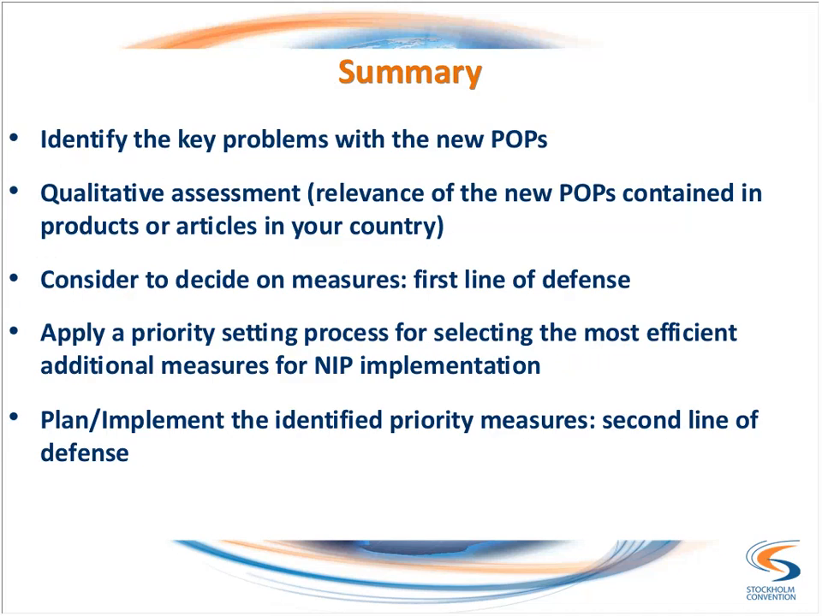Summary: the method, the process. Identify the big problems you have. The examples we gave here are general indications. You might have completely different things. A qualitative assessment for the relevance of those new POPs that might be contained in products and articles in your country. And remember here, what are you producing? Are you using? What things you have in use? The first line of defense that you might need. But also apply the priority setting process for selecting those measures that can be considered the most efficient ones. Plan and implement accordingly, and that's your second line of defense.